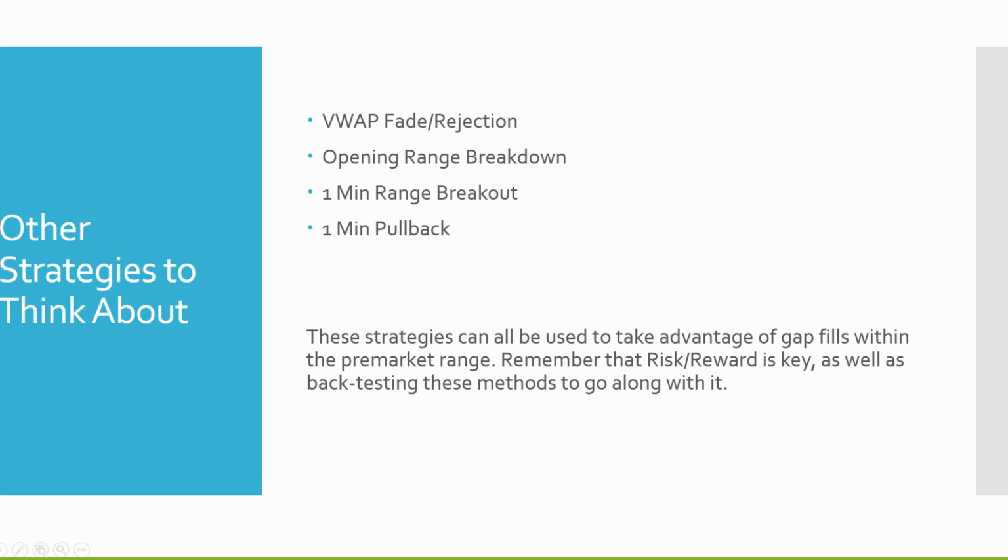And so, yeah, just to name a few, when trying to take advantage of gap fill strategies, you can use the VWAP fade or rejection, the opening range breakdown, like I've been doing, opening range breakout, 1 minute range breakout, 1 minute pullback. You can really use any strategy as long as you're taking advantage of the range, and they'll present themselves within that range, giving you very obvious levels to follow.